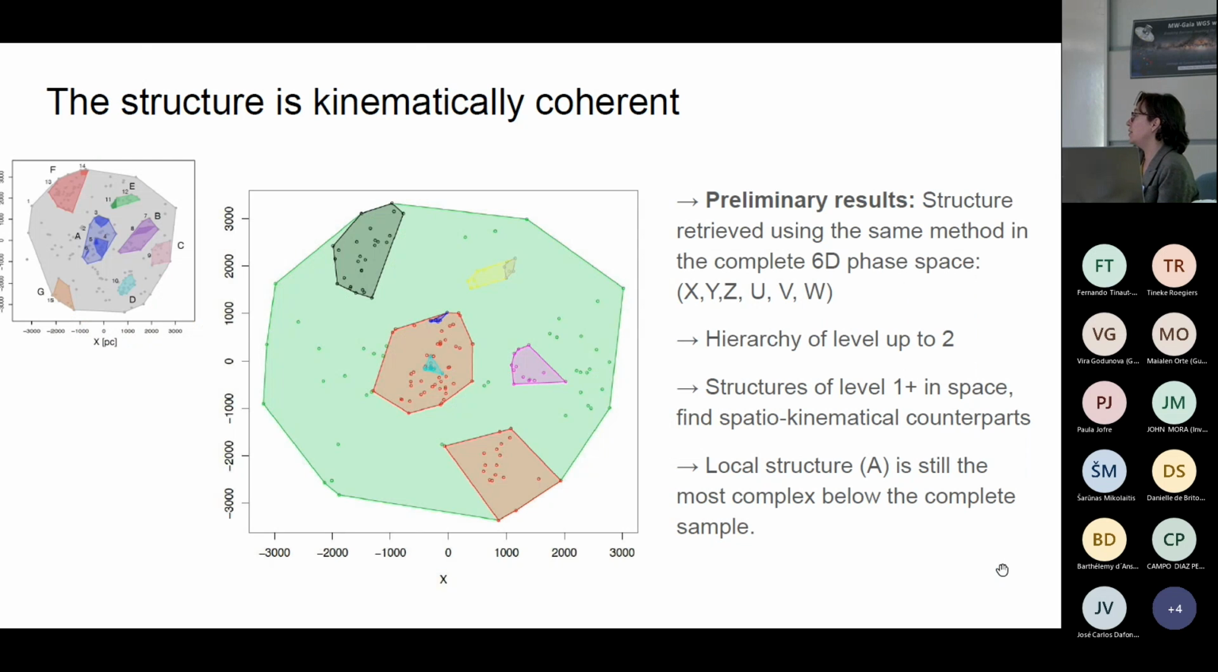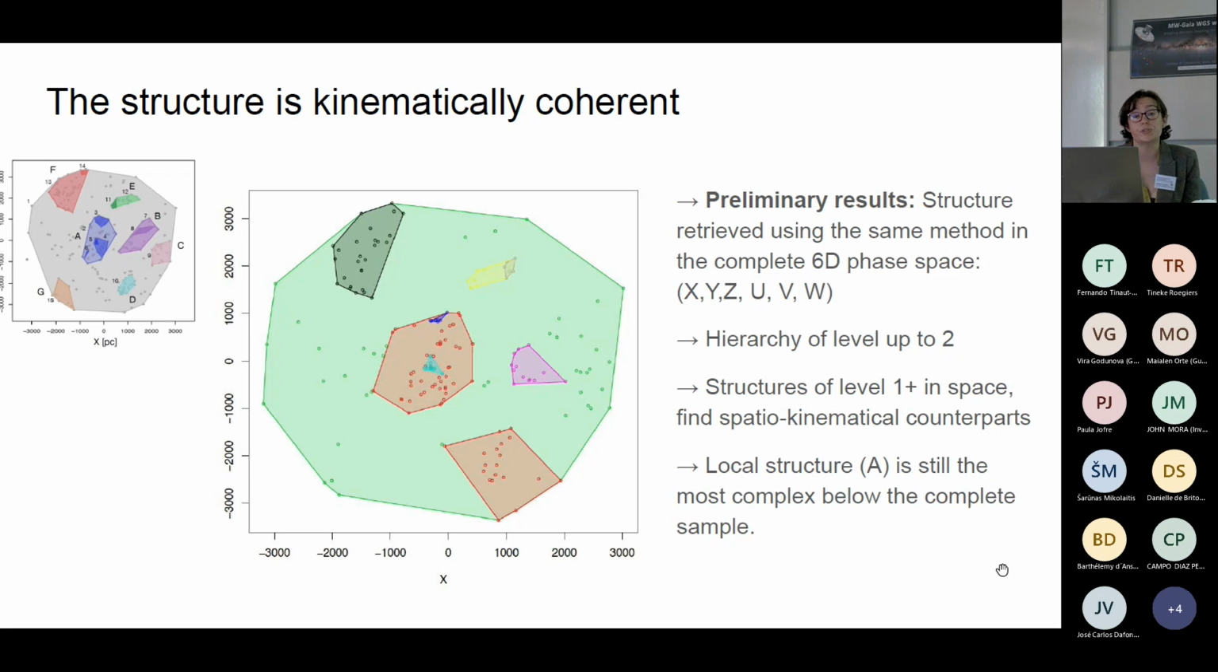And now, the last thing I want to talk about, but just a little bit, is that some analysis using the subsample of which we have the complete 6D phase space information seems to show that the structure we find, and particularly that of level 1 and higher level, is coherent, kinematically coherent, because it appears also when we perform the clustering in 6 dimensions.